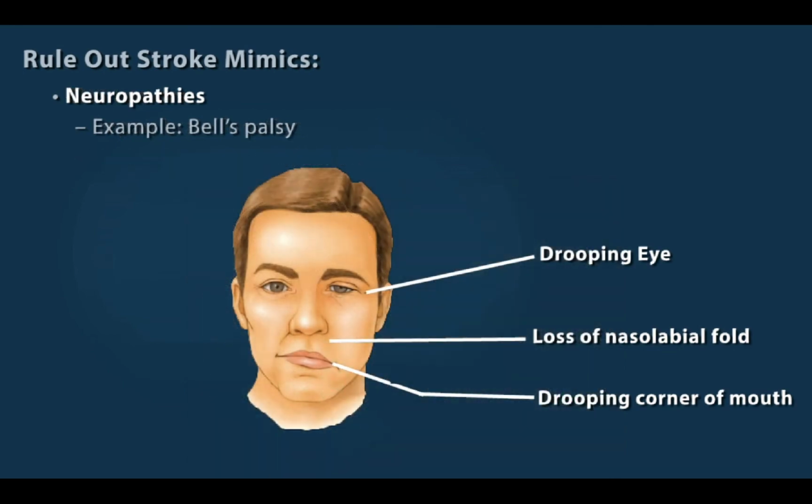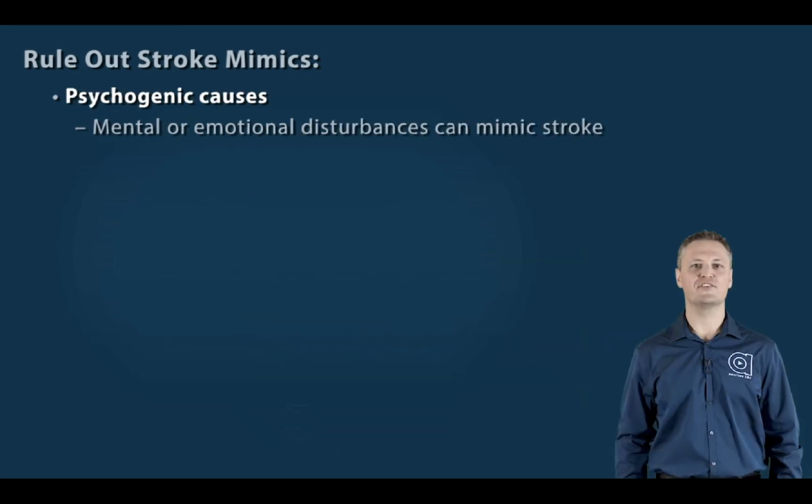Neuropathies, such as Bell's palsy, can also produce signs and symptoms that mimic stroke. Bell's palsy will produce sudden facial paralysis, affecting the entire face on one side. Even psychogenic causes, such as mental or emotional disturbances, can mimic stroke. It should be noted that your stroke assessment would likely reveal inconsistent findings when produced by psychogenic causes.